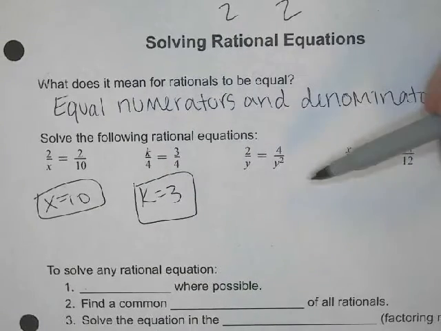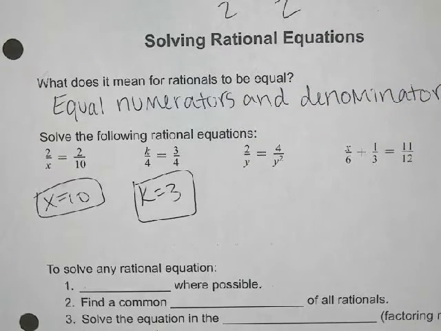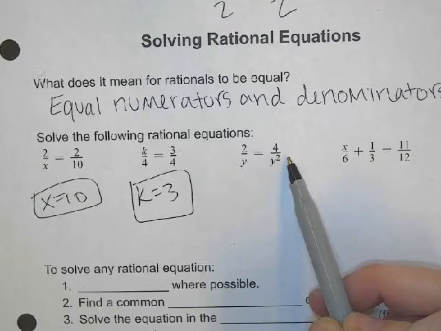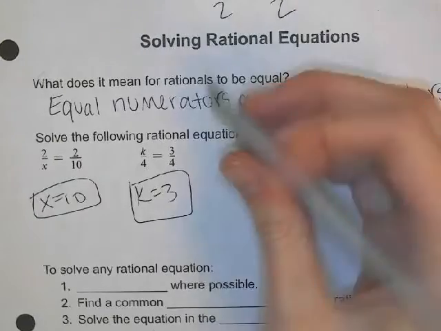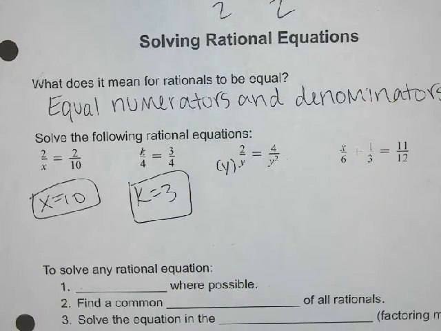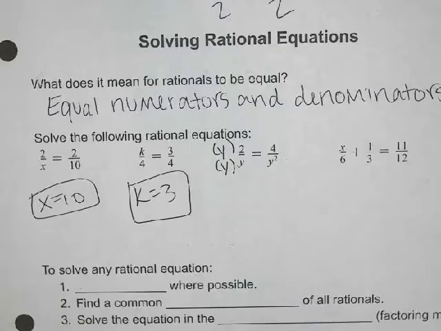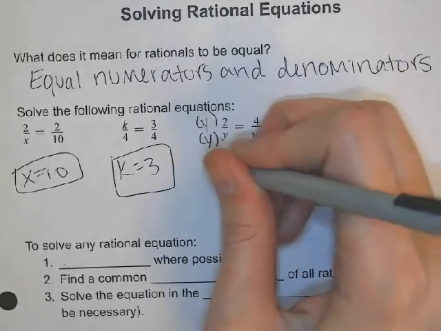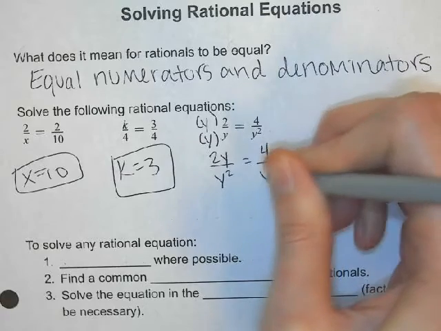So this one's a little different. 2 is not the same as 4, and y is not the same as y squared. But we know that first, we usually find common denominators. How could I get this denominator to be the same as this one? Multiply it by some factor. What factor is missing? Y. Another y. So if I multiply the denominator by y, I have to multiply the numerator by y. Okay, let's rewrite what this equation says now. We have 2y over y squared equals 4 over y squared.